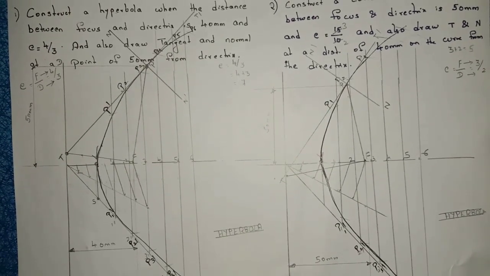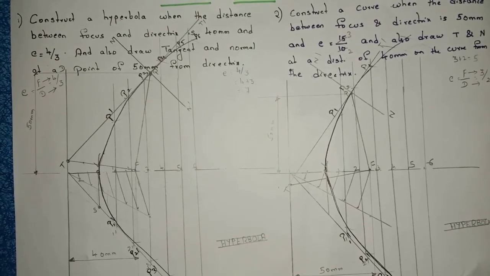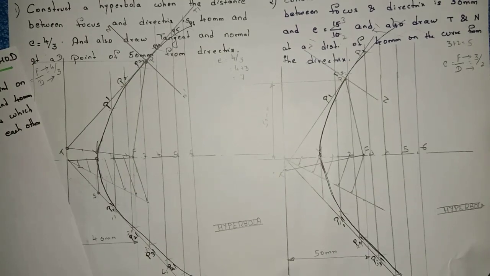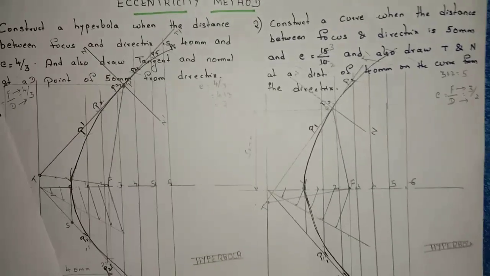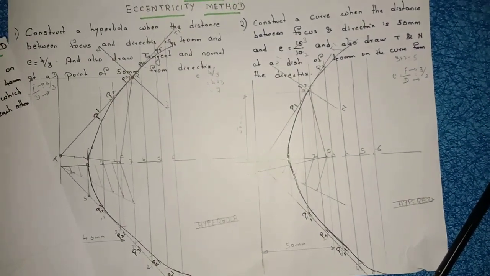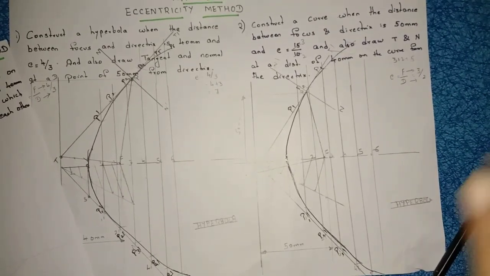So from ellipse we are having this method, right? Eccentricity method is common for 3. So practice this. This is the most important one, right? And after that, in hyperbola we are having the remaining 2 methods also: rectangular hyperbola method, or we can call it orthogonal asymptotes method, and another one is oblique asymptotes method, right? So let us see the 2 methods also.